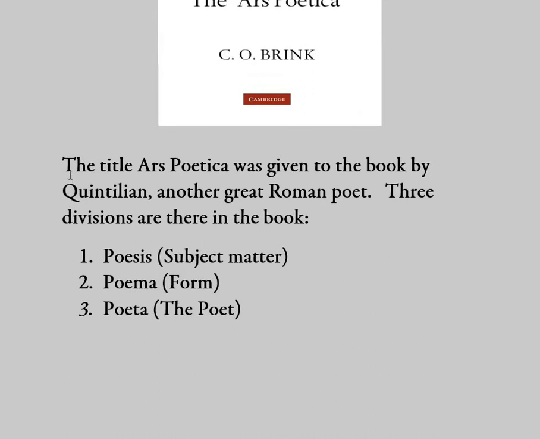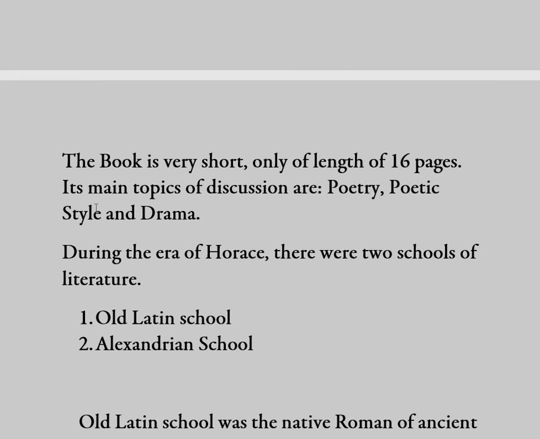The title Ars Poetica was given to the book by Quintilian, another great Roman writer. There are three divisions in the book. One is poesis, that is subject matter, poema, form, and poeta, the poet. These are the three subdivisions of this work. The book is very short, only 16 pages. Its main topics of discussion are poetry, poetic style, and drama.